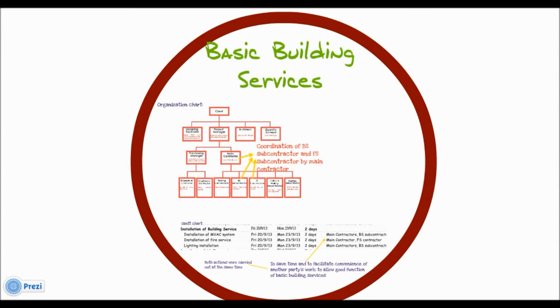This is to facilitate better coordination and cooperation of different subcontractors installing different basic systems, as shown in the Gantt chart. Besides, we will put both the building services subcontractor and the fire services subcontractor under the branch of control of the main contractor, as shown in the organization chart. Instead of placing the building services contractor at the same level as the main contractor, directly under the supervision of our client. The purpose is to enhance coordination too.